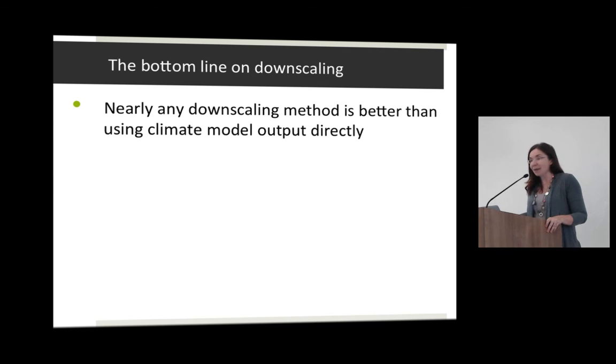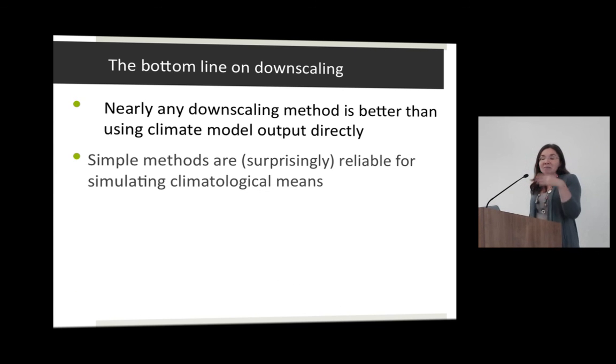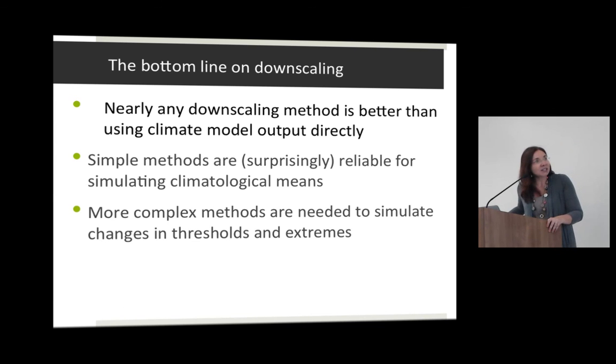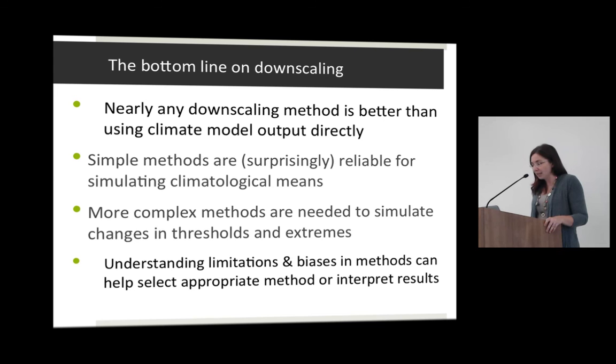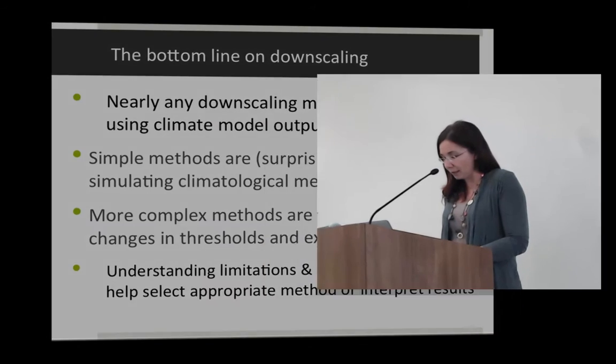Just about any downscaling method is better than using climate model output directly because climate models have biases that need to be removed before you can use the absolute values. It's not their fault, it's a matter of scale. If we had millimeter scale climate models, they wouldn't have these biases. Simple methods are surprisingly good if you're looking at winter, summer, spring, fall. But if we're looking at the tails of the distribution, we need more complex methods that do resolve the extremes. It's important to understand the limitations and the biases in the methods in order to pick which one you want to use. So then you might say, okay, well, how do I know which one to pick?